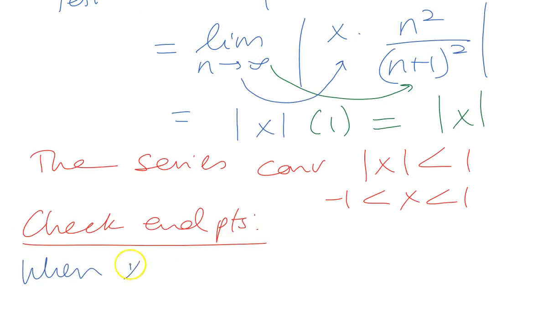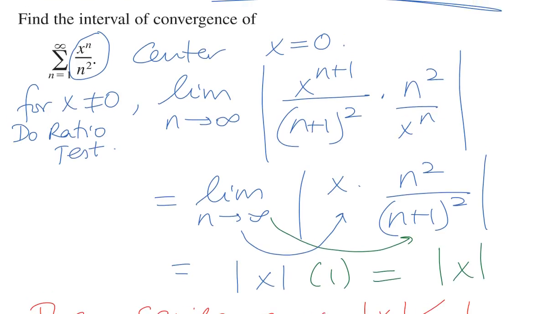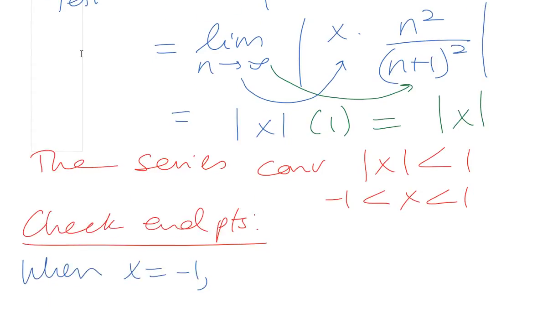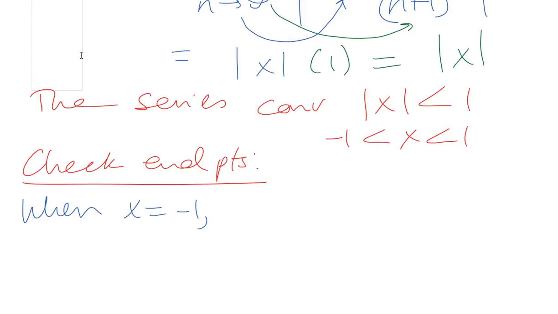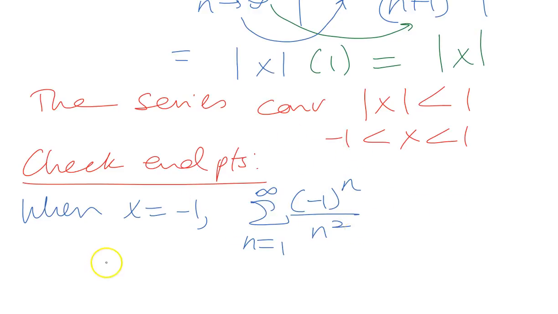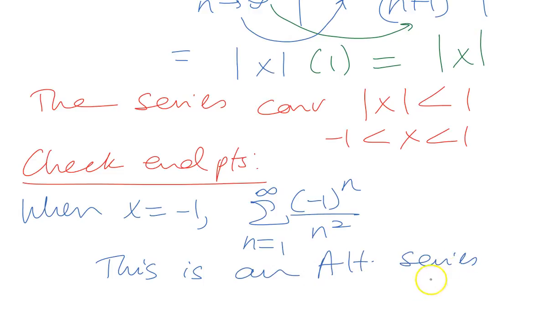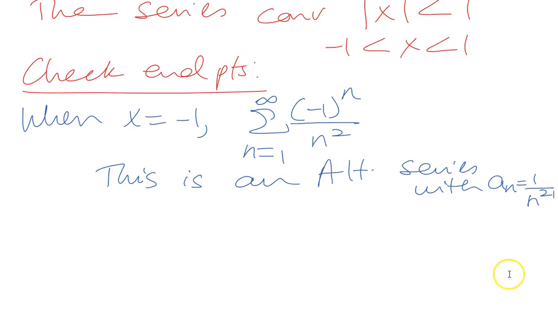So when x is -1, scroll back up a little bit, go to the original power series, replace x by -1. Okay, when x is -1, what are we going to have? Sigma n equals 1 to infinity. Replace x by -1. So guys, what is this? When x is -1, the power series turns into an alternating series with a_n equals 1 over n squared. Remember, for the alternating series, you do not include the alternating component for the a_n.